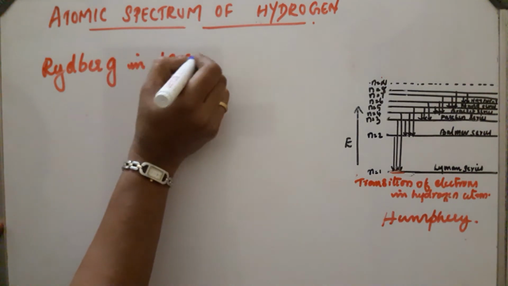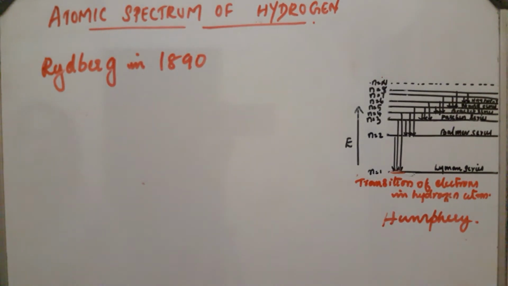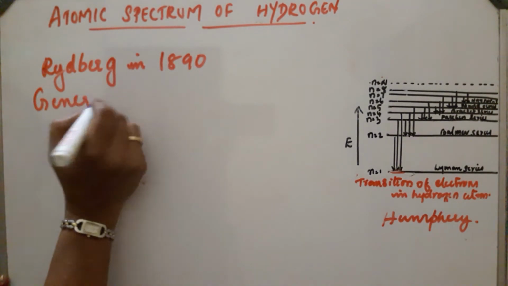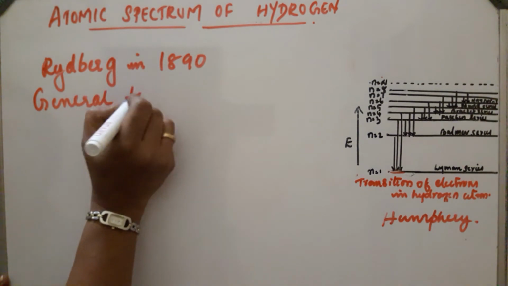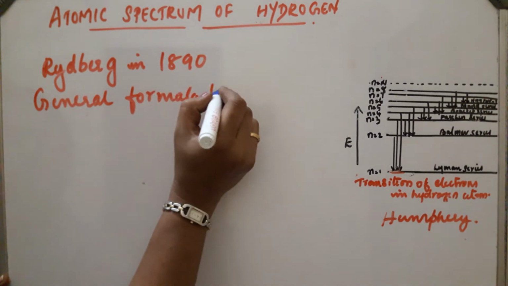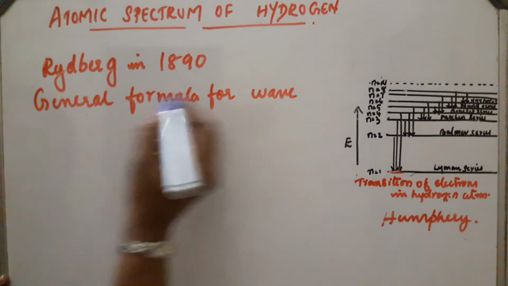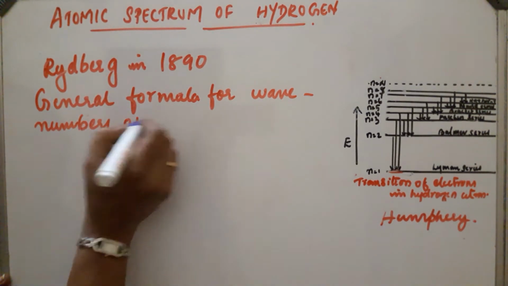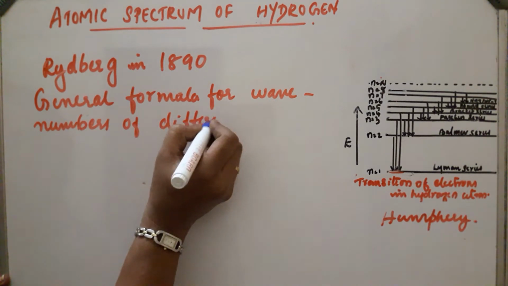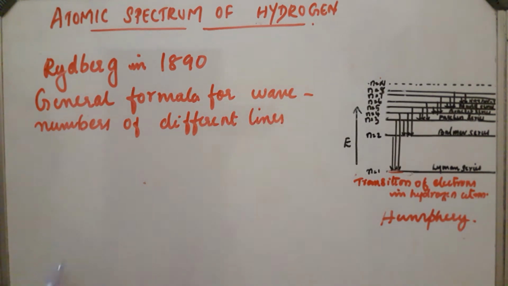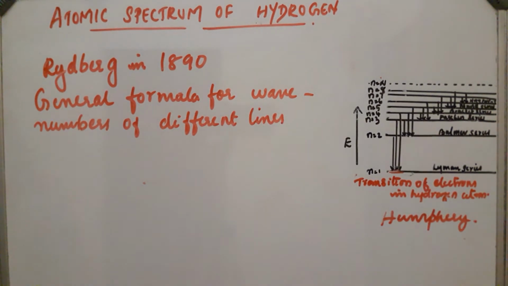In 1890, Rydberg gave a general formula for the wave numbers of different lines in the hydrogen spectrum. That is, the different series, 5 series of the spectrum. So this general formula is applicable to all the 5 series.